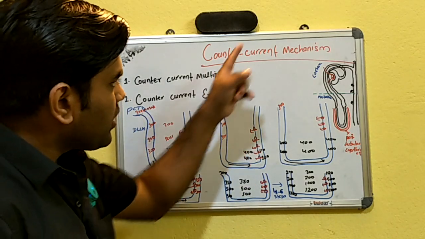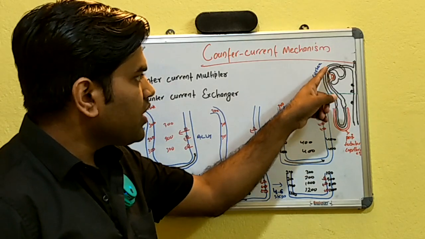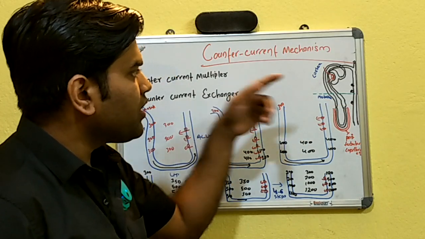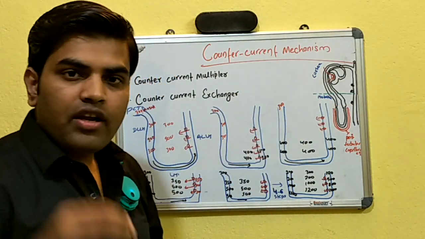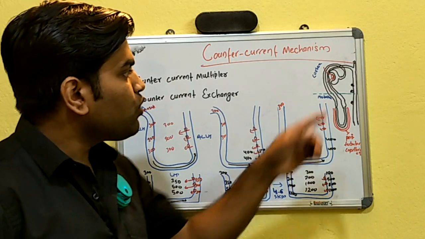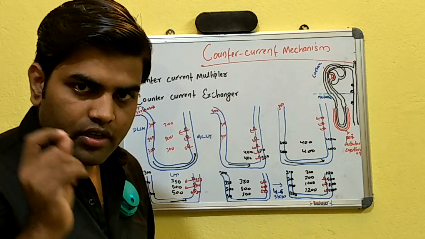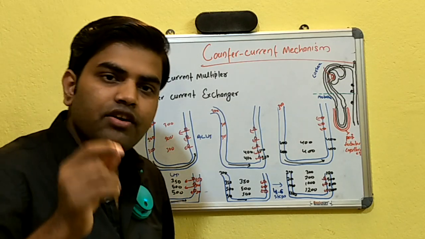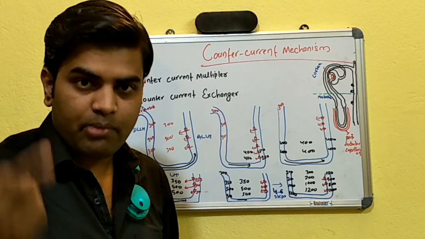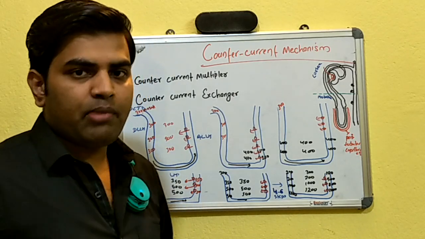Suppose blood comes; you know that 22% of the cardiac output reaches the kidney. In the kidney, it enters through the afferent arteriole and exits through the efferent. There, glomerular filtration rate (GFR) occurs, and GFR is around 125 ml per minute. You know clearly that GFR is around 120 to 125 ml per minute, but urine formation is only 1 ml per minute.